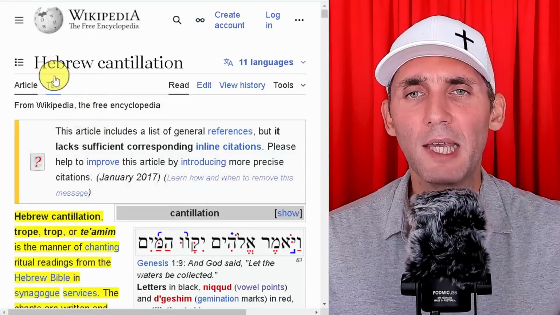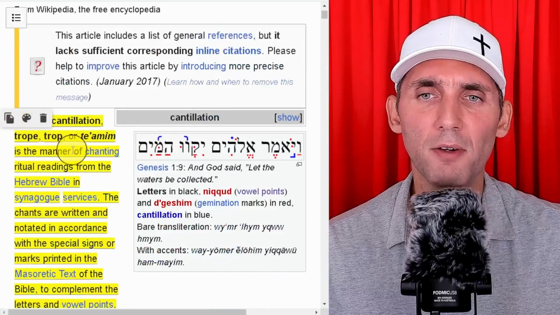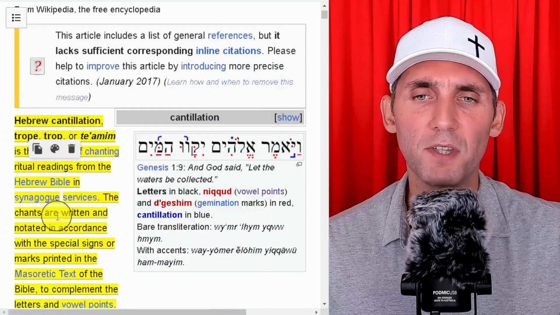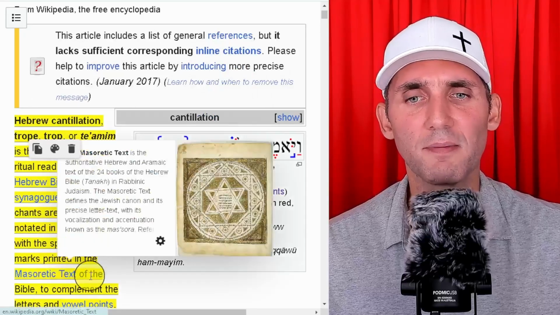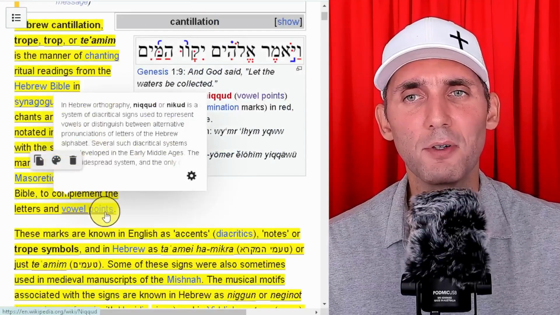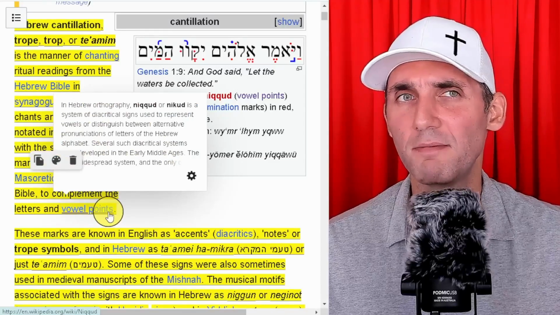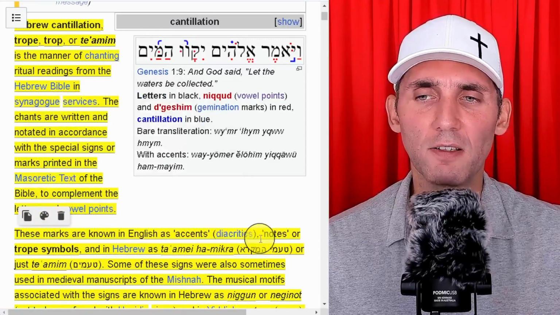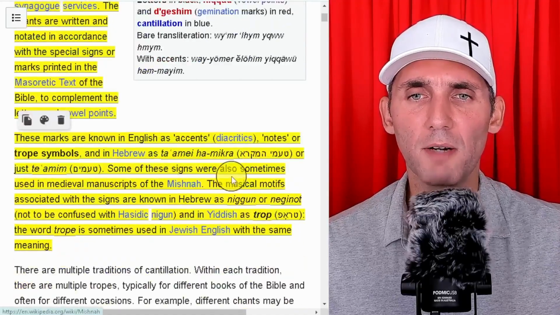Hebrew cantillation, trop, te'amim, is the manner of chanting ritual readings from the Hebrew Bible in synagogue services. The chants are written and notated in accordance with the special signs or marks printed in the Masoretic text to complement the letters and the vowel points. So you have to have certain ways that you chant and pronounce these things, otherwise you won't get the effect. These marks are known in English as accents, diacritics, notes, or trope symbols, in Hebrew as te'amei hamikra, whatever.